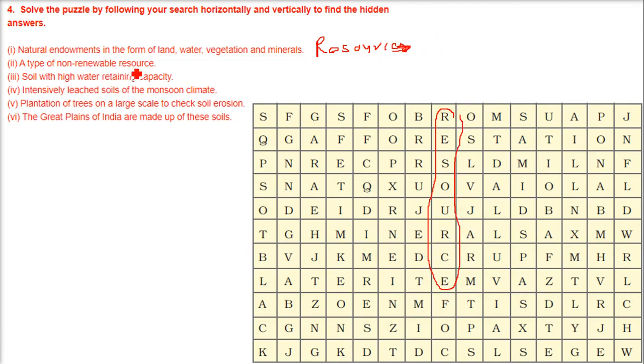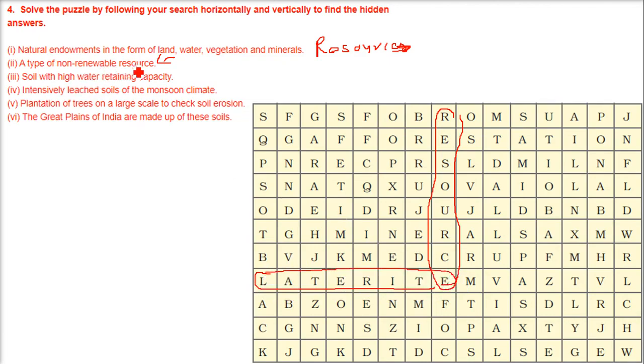A type of non-renewable resource. What is a type of non-renewable resource? Can we find something here? I'll come back to this. Then soil with high water retaining capacity, and this is laterite. This is called laterite, and this is the answer.